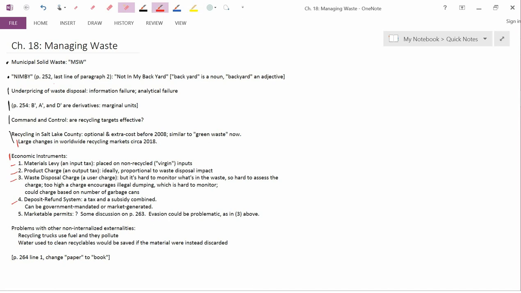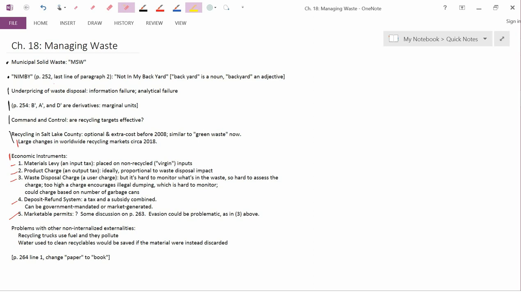Finally, the book wants to talk about marketable permits. Now, you see I have a question mark here, because it's not clear to me that marketable permits are at all important in municipal solid waste. There is some discussion on page 253. The book cites a working paper. I don't know if that was ever published.